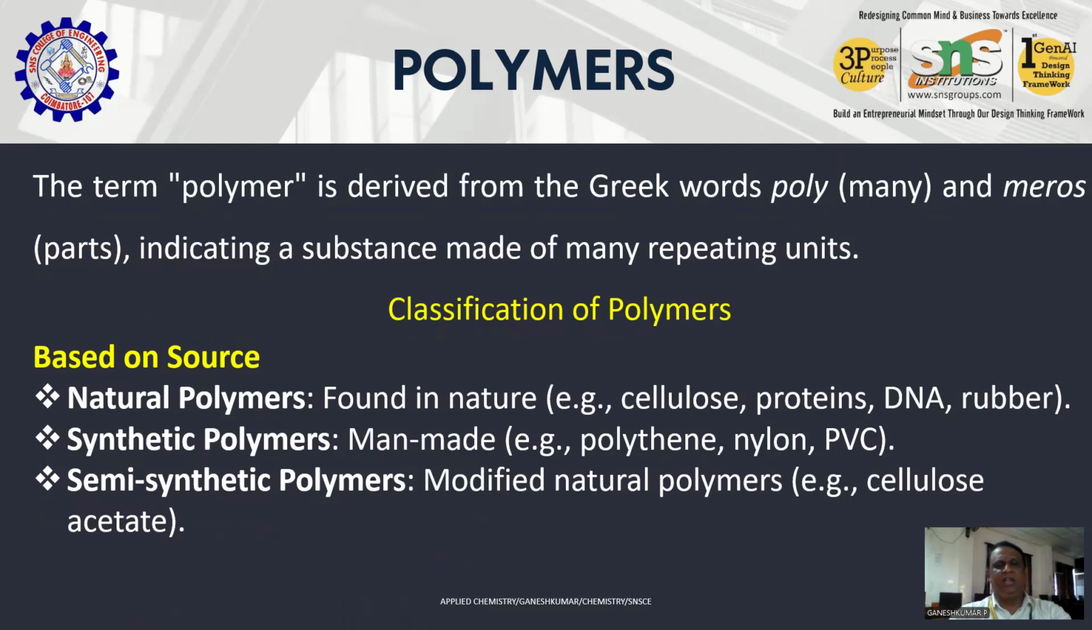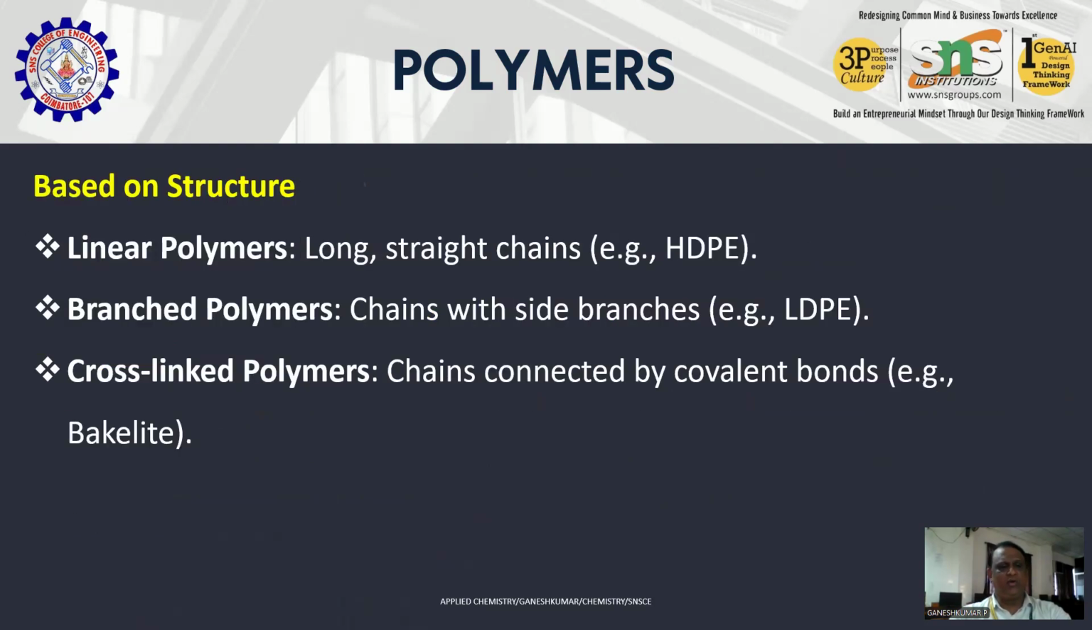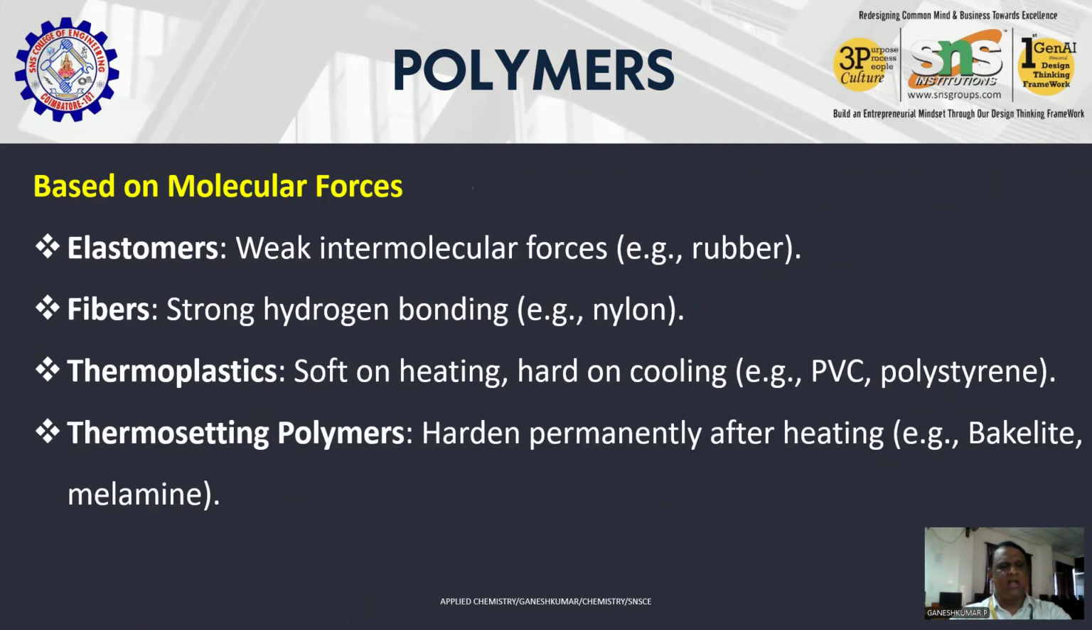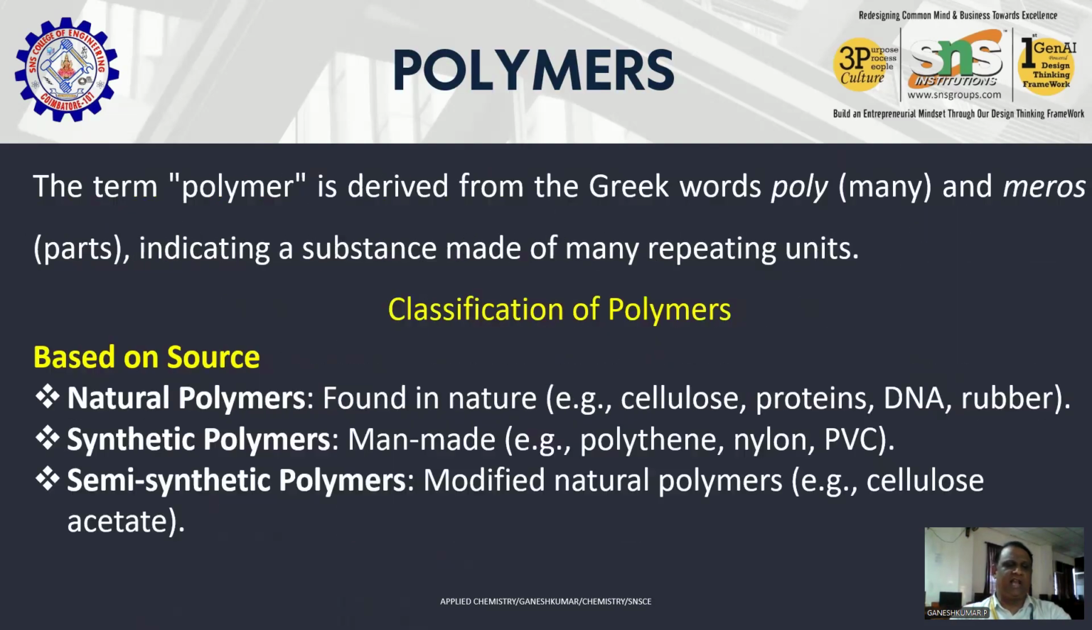As I said, poly means many repeating units. So how can we classify the polymers? The polymers can be classified based on several things. One is based on the source where it has been found. The second is based on its structure, whether it is linear, branched, cross-linked, etc. The third is based on the polymerization method involved. And the next is the molecular forces involved in these polymers. Like that, we can classify the polymers.